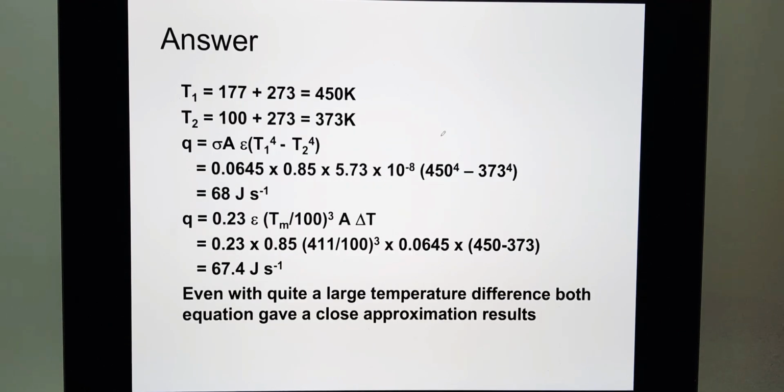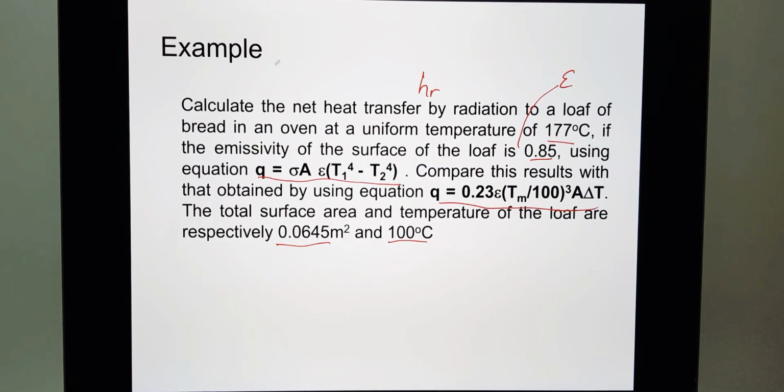Alright, so how are you going to solve this problem? The first thing you need to do is convert the temperature from degrees Celsius to Kelvin. T1 is 177 degrees Celsius, and T2 is 100 degrees Celsius.